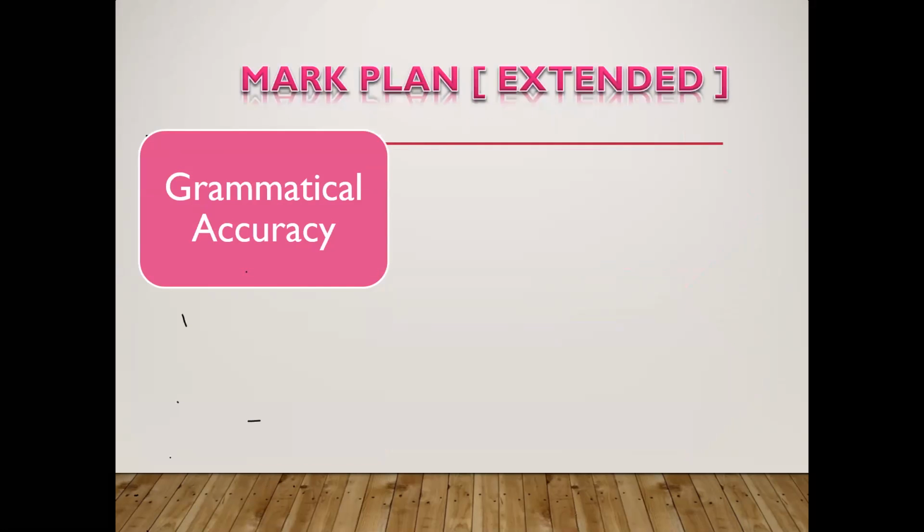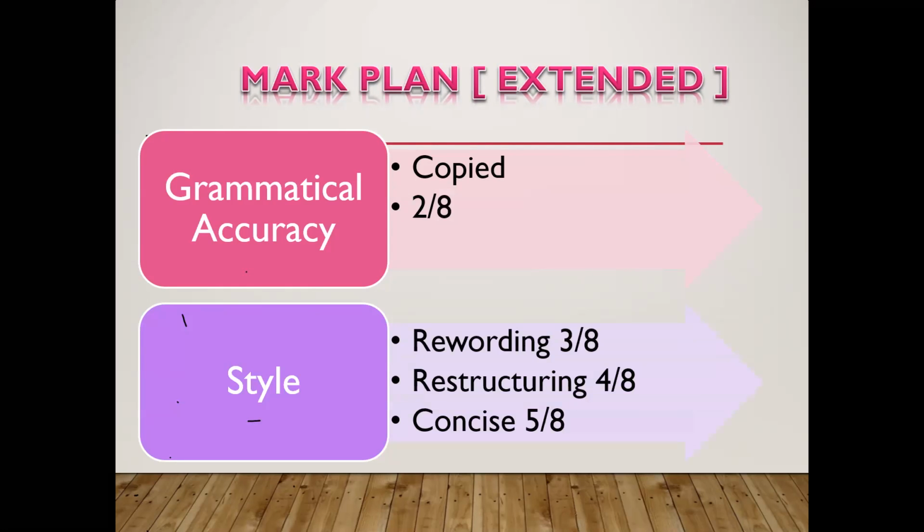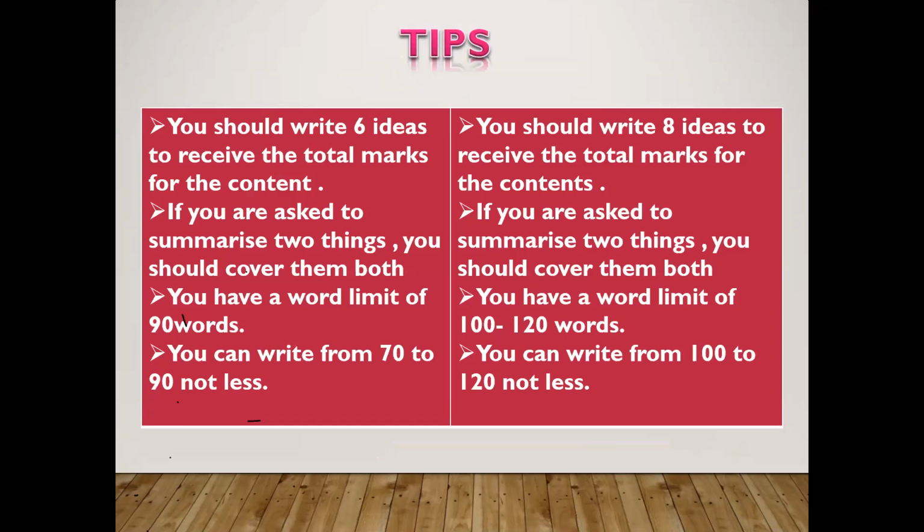Let's see for the extended, again, grammatical accuracy and style. If you are just copying 2 out of 8, rewording is better, structuring is a little bit better, and then finally the concise. Okay. As we said, you should write 6 ideas to receive the total marks for the content.